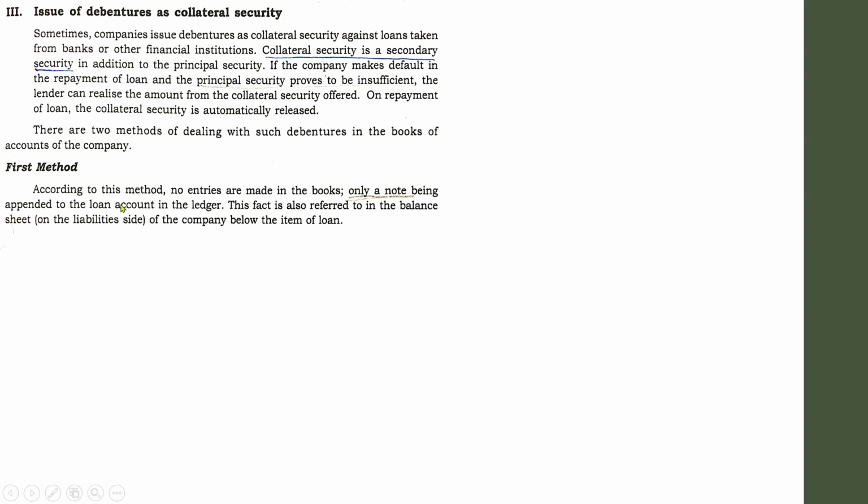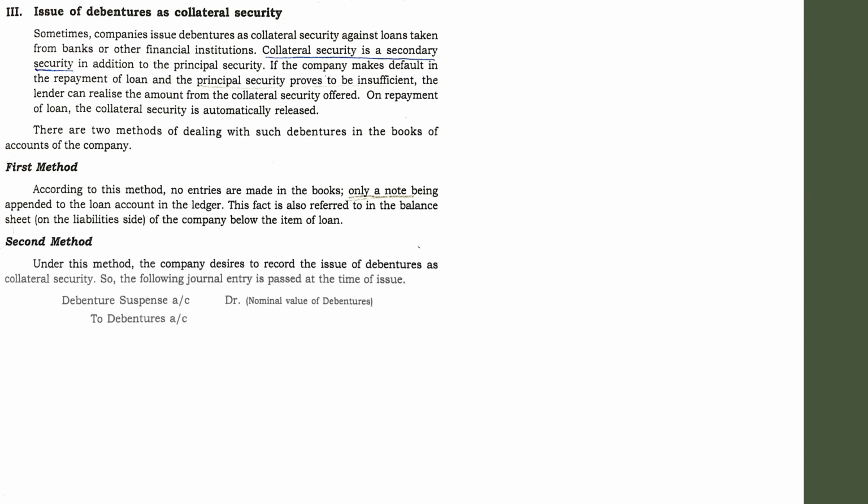First method means, according to this method, no entries are required in the books, but instead you have to give a note or a small explanation regarding the procedure. Such and such debentures were offered as collateral security and were collected back. Such a note will be given, but no other journal entries are required if you are following the first method. Instead, there is another method known as the second method. If you are following the second method, you have to pass 2 entries.